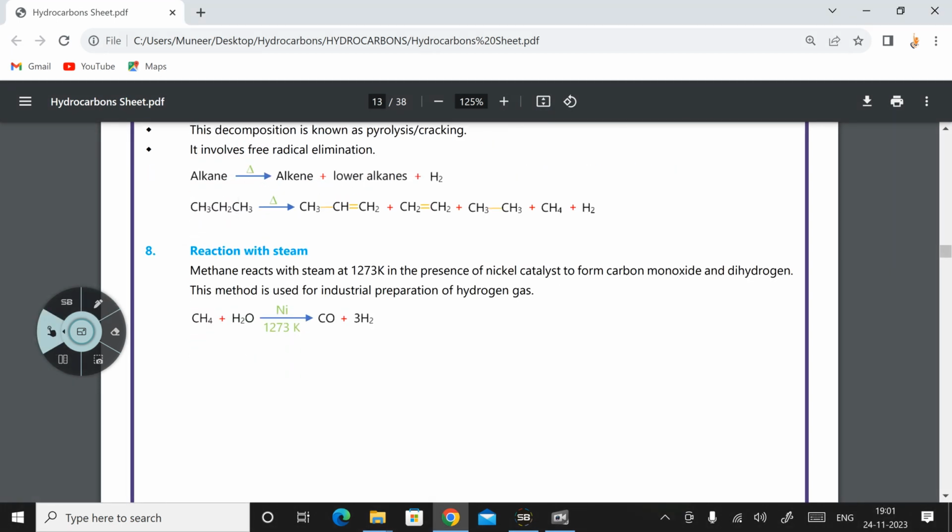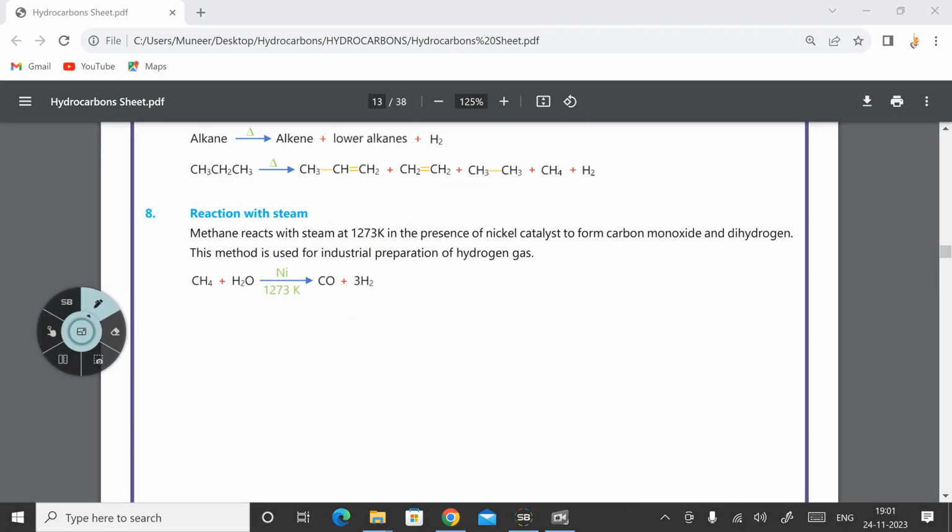Now look at the board here. A particular example: what is its name? CH3, CH2, CH3, propane, isn't it? When propane is heated in the absence of air, it is converted into propene plus hydrogen. This combination comes because the carbon atoms and hydrogen atoms must tally. 3 carbon atoms, and 8 hydrogens. Here 3 plus 3, that is 6 hydrogens only. The remaining 2 hydrogens come as hydrogen.